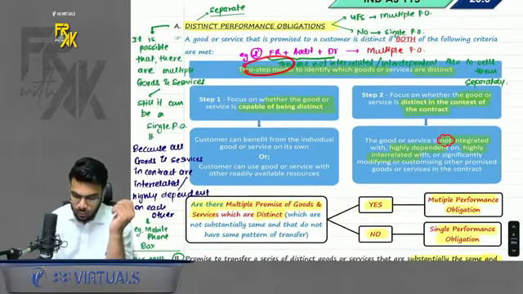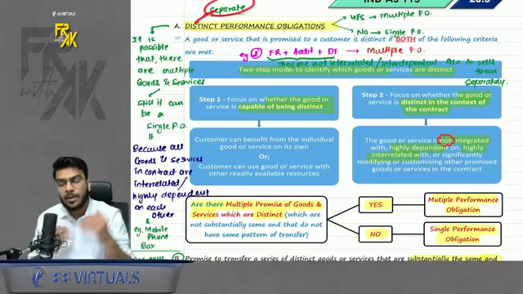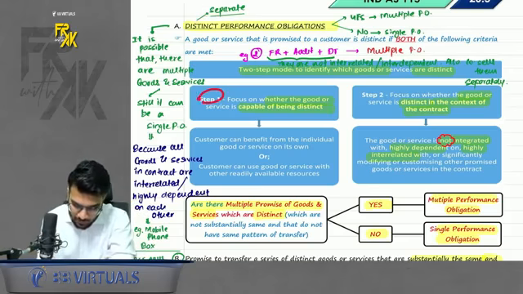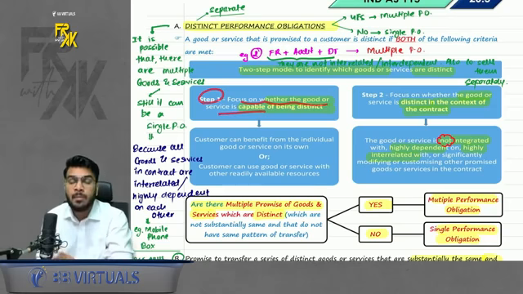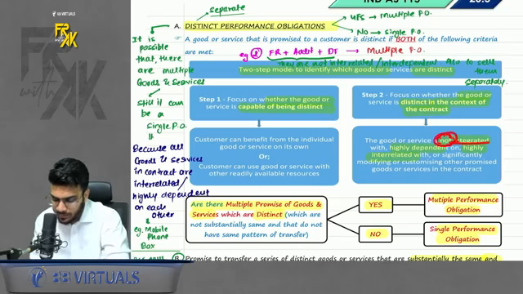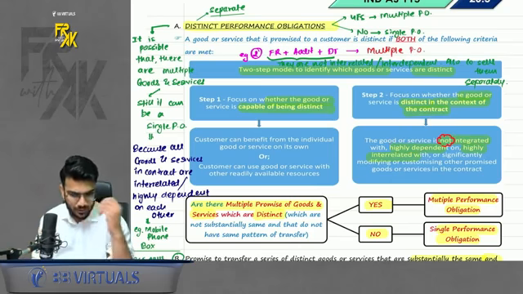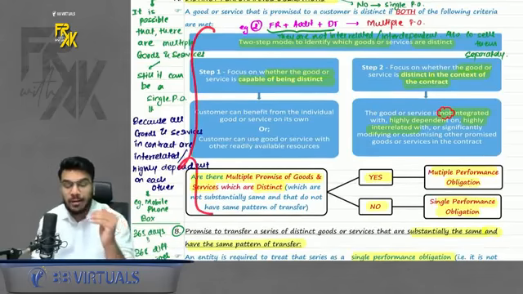So they have given a 2-step model to check whether it is distinct, and distinct means whether there are separate obligations or not. Step number 1 is to focus on whether the goods and services are capable of being distinct. That means, can you use them separately? And second, focus on whether the goods and services are distinct in the context of the contract. That means they should not be interrelated or interdependent. If they are interrelated, then they are a single performance obligation. Okay, so this needs to be evaluated for each and every contract.